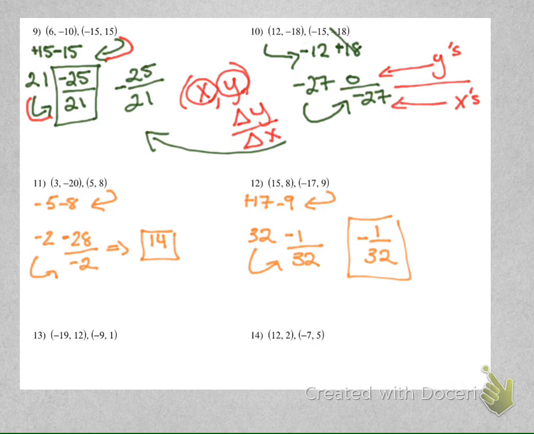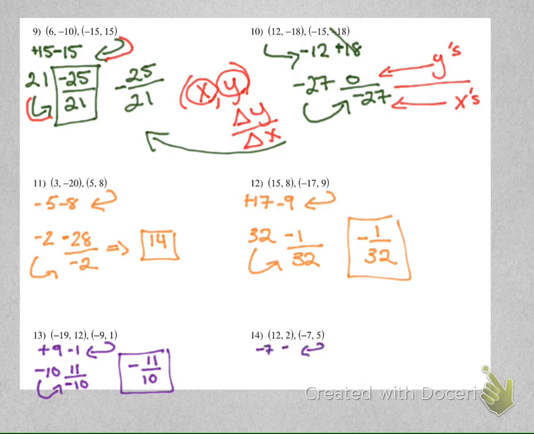Down to number 13. All right. Let's do number 13. Change a color. I get bored with the same color. Got to change it up. How about purple? Bring this one under. Negative 9, 1. Change the signs. Combine. So we have a negative 19 and a positive 9 is a negative 10. 12 and a negative 1 is 11. And then bring this one under. Negative 10. So we have a negative 11 over 10. That's the slope.